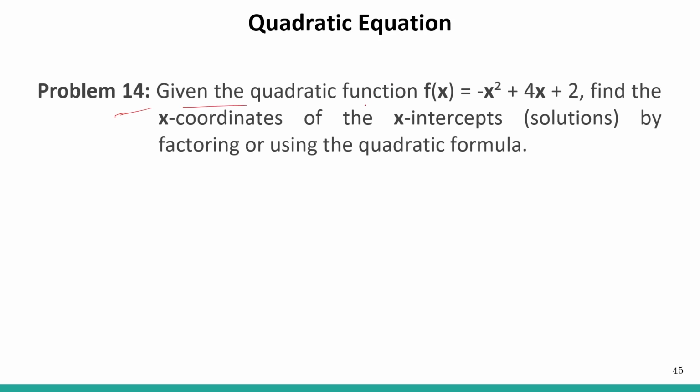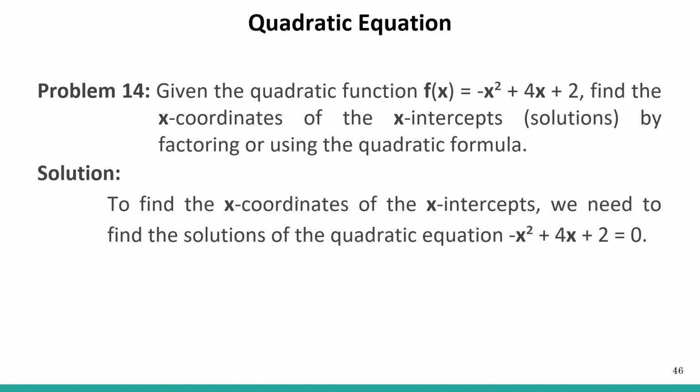So let's see problem number 14. Given the quadratic function f(x) = -x² + 4x + 2, find the x coordinates of the x intercepts, by factoring or using the quadratic formula. To find the x coordinates of the x intercepts, this must be equal to 0, that is the quadratic equation is equal to 0.